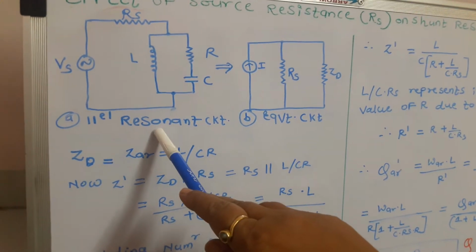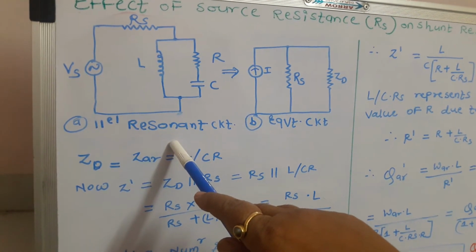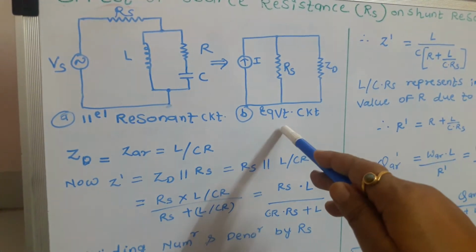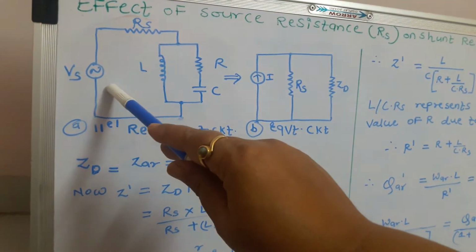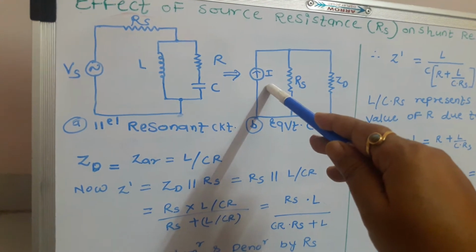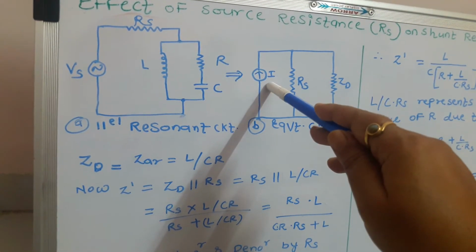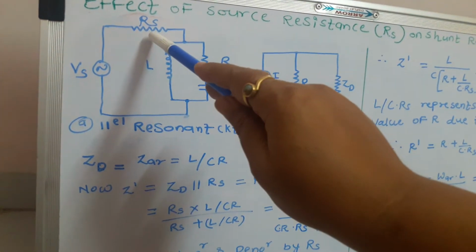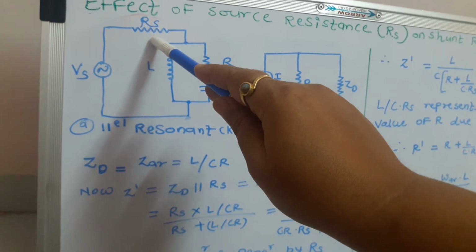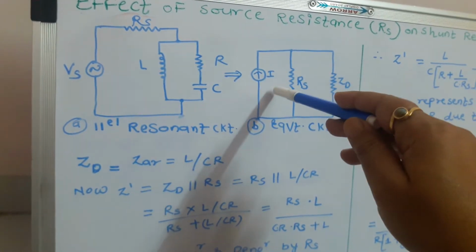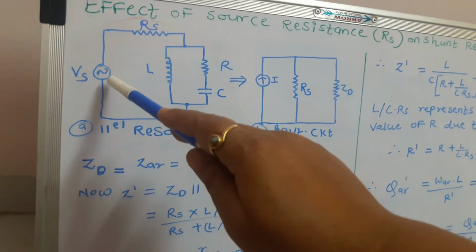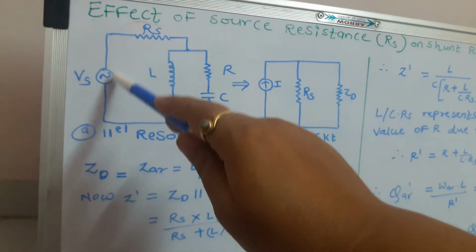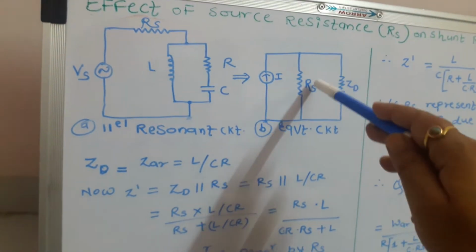This is figure A, which is showing the parallel resonant circuit, and its equivalent circuit is also drawn over here, where a voltage source is replaced by a current source. So this series resistance will be converted to a parallel resistance, as this is a current source. With a voltage source, the resistance is in series. With a current source, the resistance will be in parallel.